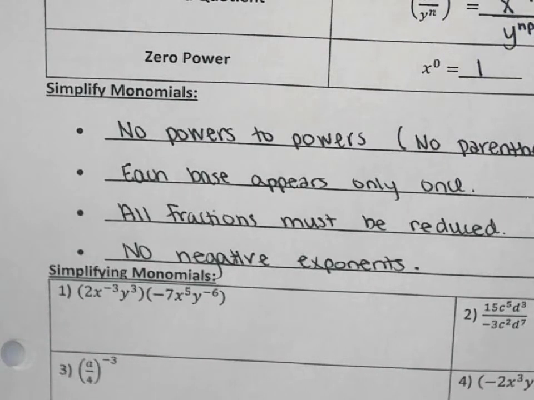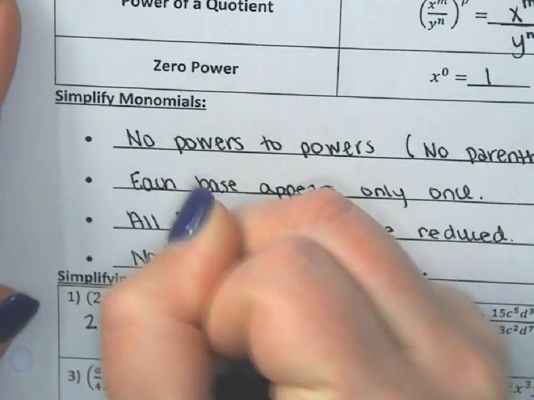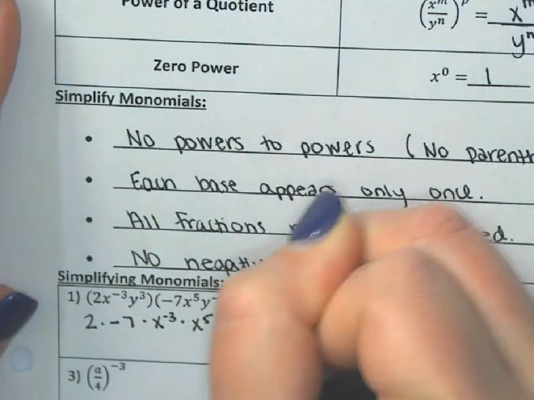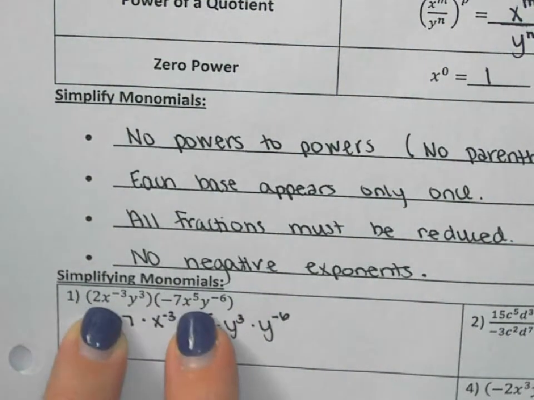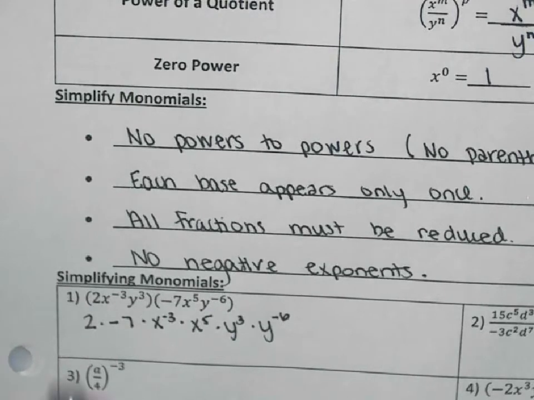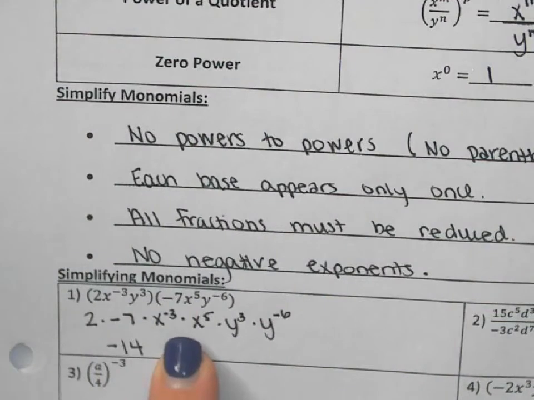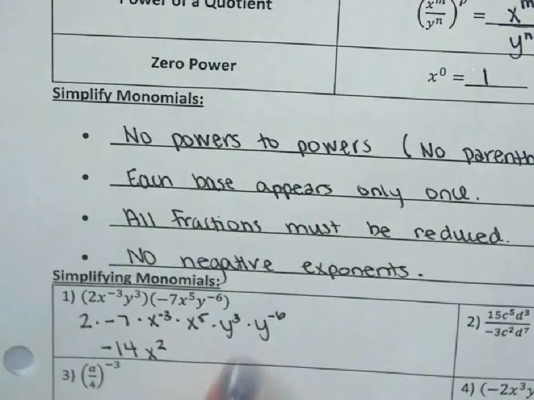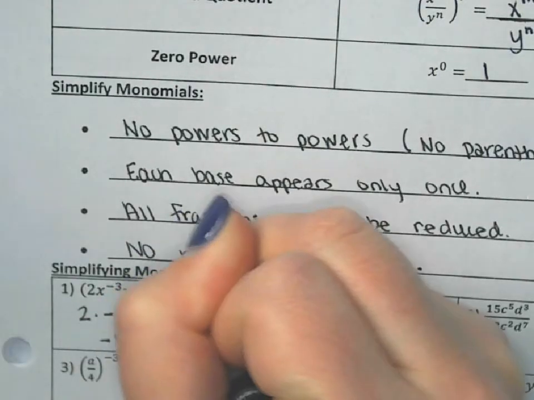You could also rearrange it. So what I like to do is write this as 2 times negative 7 times x to the negative 3 times x to the 5th times y to the 3rd times y to the negative 6. All I did was put the x's by each other and the y's by each other. 2 times negative 7 is negative 14. x to the negative third times x to the fifth, I can add those numbers together, negative 3 and 5, and get x squared. And then my y is being multiplied, 3 and negative 6 is negative 3.